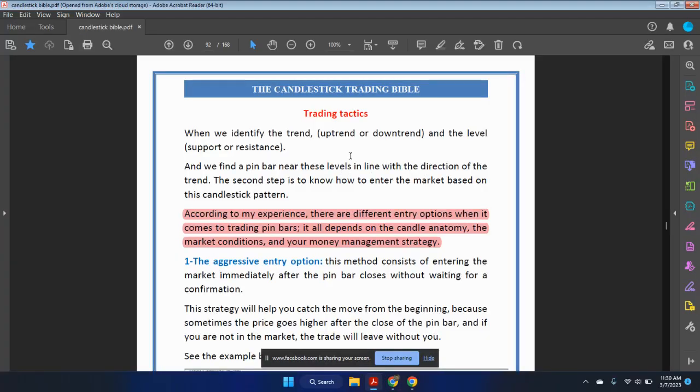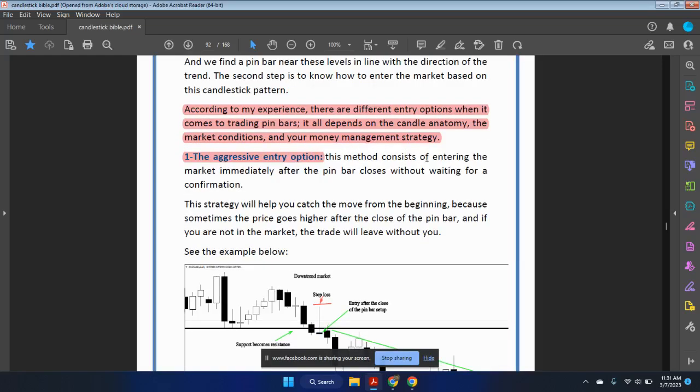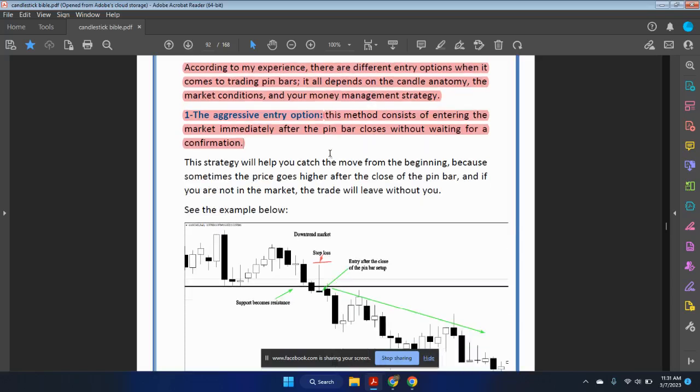So they were saying how we spot the pin bar with the direction of the trend, and now they're teaching us how to enter the market correctly. It says this first option here is the aggressive entry option. This method consists of entering the market immediately after the pin bar closes without waiting for confirmation. So that's why that is aggressive. This strategy will help you catch the move from the beginning, because sometimes the price goes higher after the close of the pin bar, and if you're not in the market, the trade will leave without you.